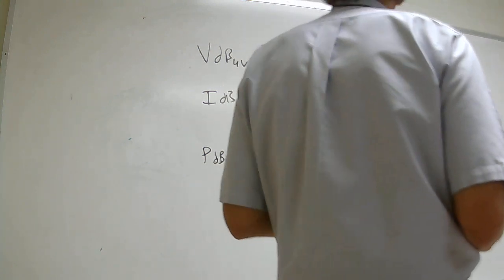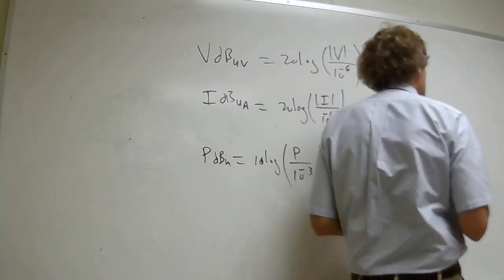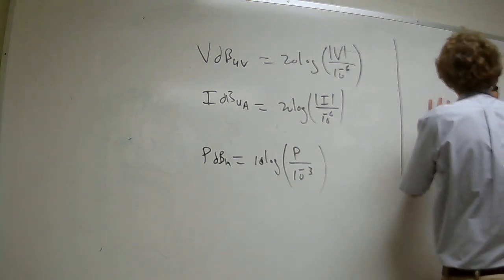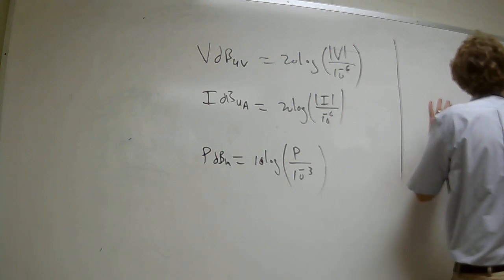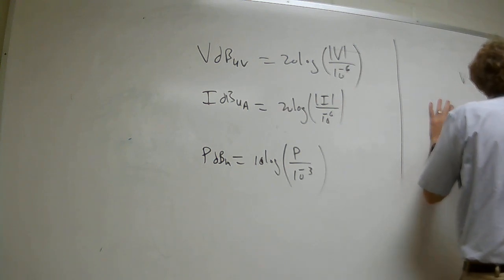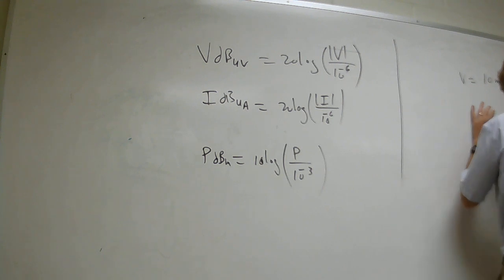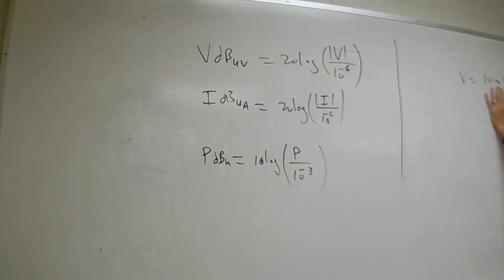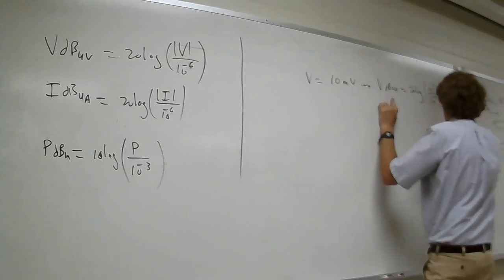Let's just talk about a few of these things. So with voltage, if we're talking about dB microvolts, and I have a voltage of 10 millivolts, and I want to know what that is in dB microvolts, it's equal to what? 20 times the log of the voltage. 10 millivolts is what? 10 to the minus 2 volts. Did you agree with that, everyone? And then you divide that by micro, which is 10 to the minus 6.